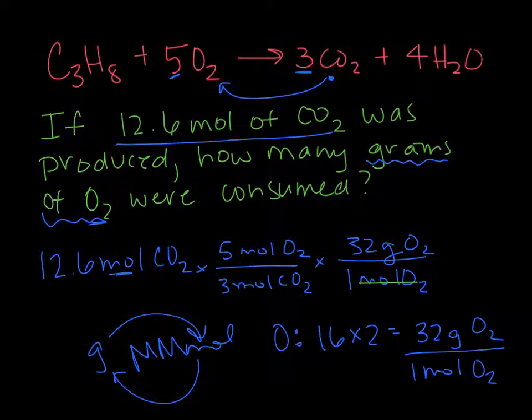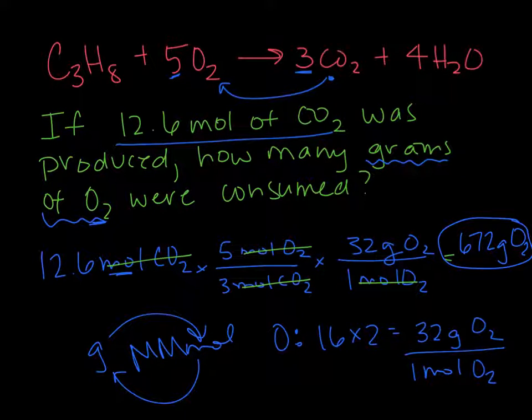Now if I look to make sure my units cancel, they do, and I can put this into my calculator. What I end up getting is 672 grams of oxygen. I did that by taking 12.6 times 5 divided by 3 times 32. Ignore the ones, because I can divide by 1 and multiply by 1 as much as I want, and it's not going to change my answer. All right, let's try another one.